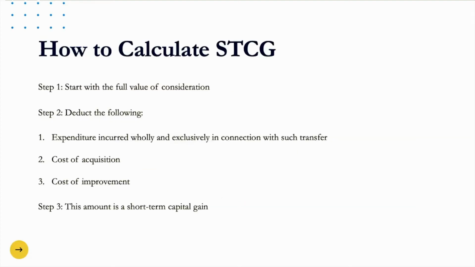Now, how to calculate short-term capital gains? This is the simple formula. You'll have to start with the sale value. You'll have to deduct expenditure incurred wholly and solely in connection with such sale, maybe commission charges, brokerage charges, stamp duties, and all that. Then the cost of acquisition and cost of improvement. What would be your actual cost of purchase, and if you have done any improvement, you will have to deduct the same as well. The balancing amount would be short-term capital gain, and it would be taxed as per short-term capital gain rates.